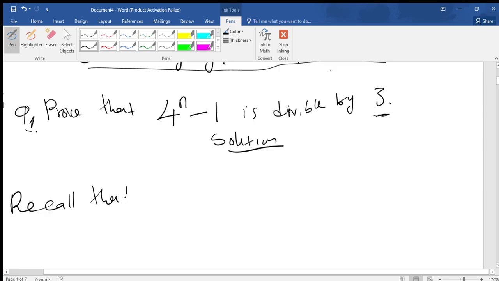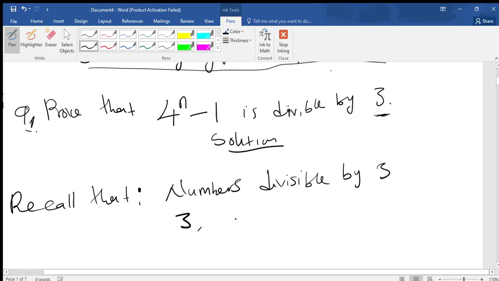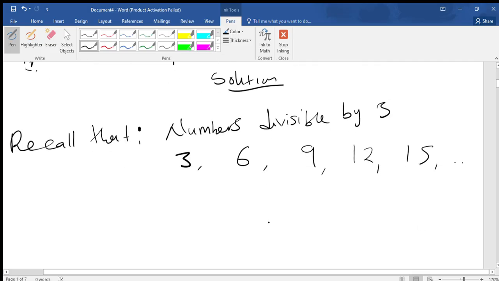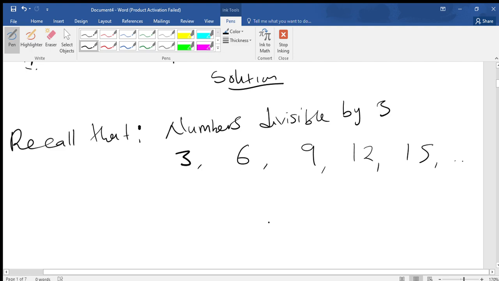The recalling you're supposed to have is that, for example, if we look at numbers divisible by 3, obviously I'm going to have 3 itself. I can have 6, 9, 12, 15, and the count continues. All these numbers are divisible by 3. And if a number is divisible by 3, we can be able to factor out a 3 from that number.